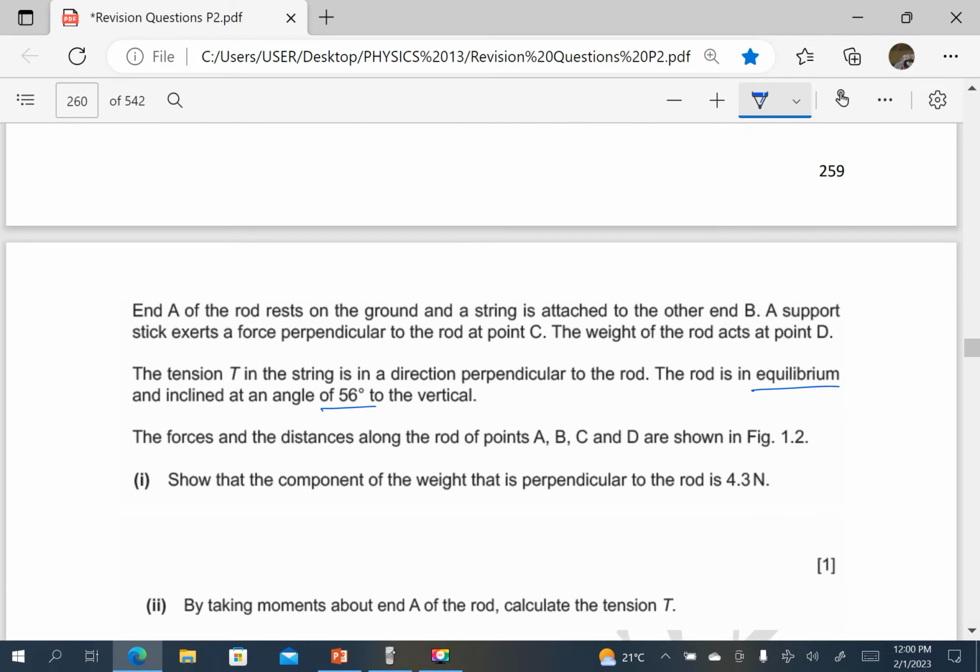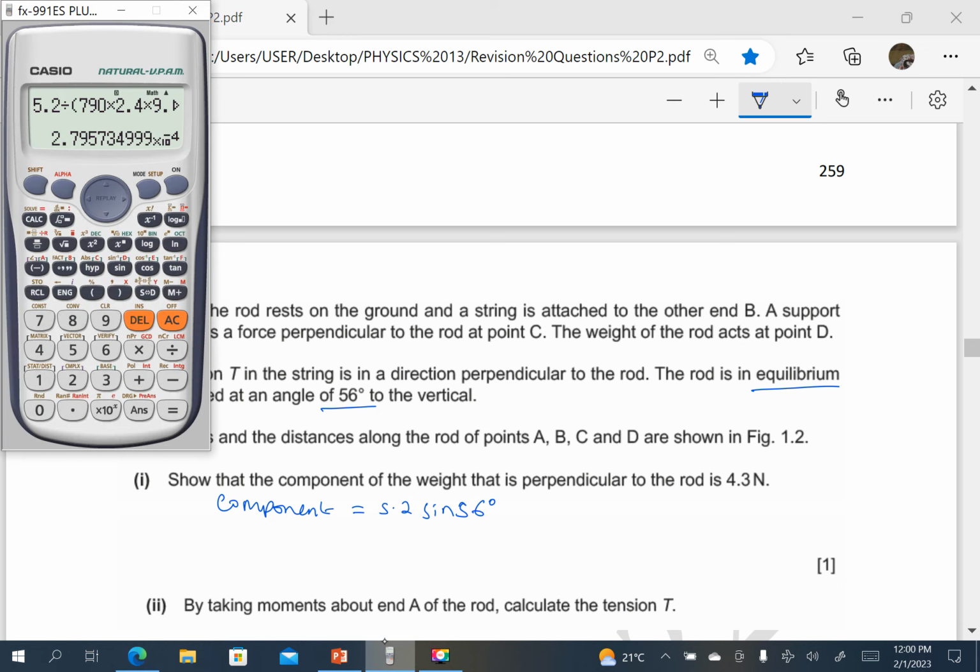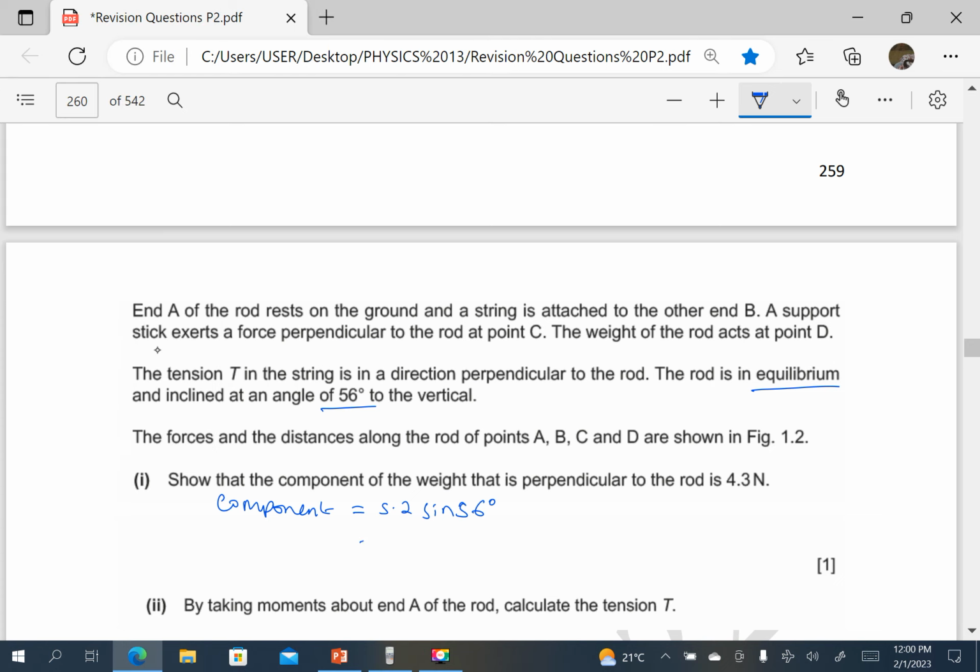Therefore, the component we are looking for is going to be equal to the weight, which is 5.2. Since I'm using 56, that will be sine 56 degrees. So 5.2 sine 56, that is 4.3.